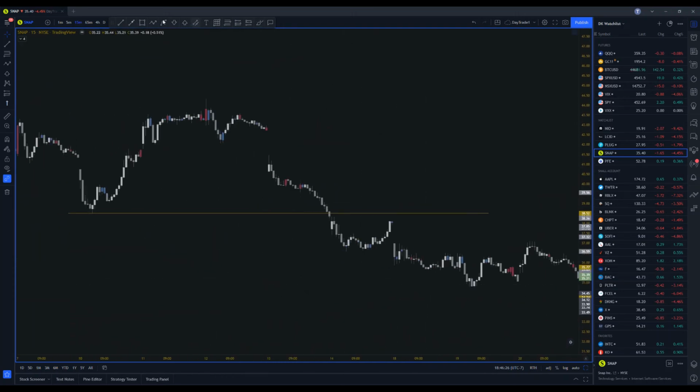So again, look at this. We got a break to the downside, right? So this is your chance to either get in right away once it broke the previous low. You can get in, right? So you're ahead of the game before everybody else.